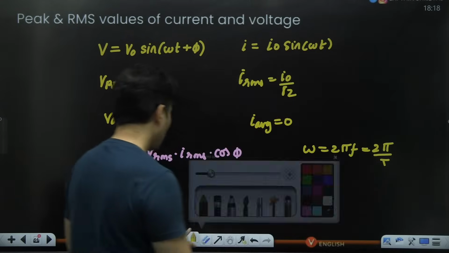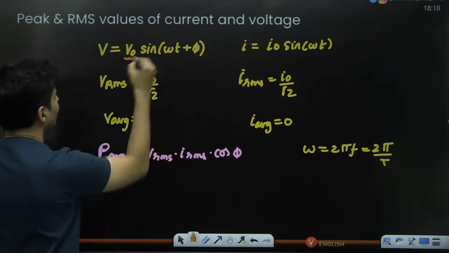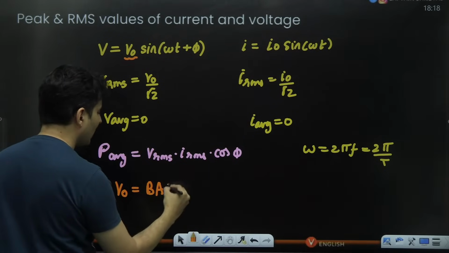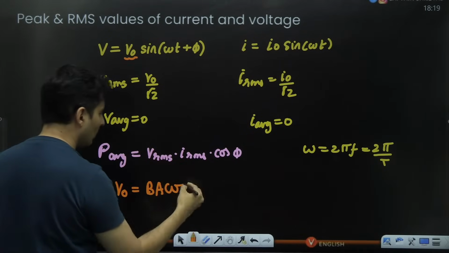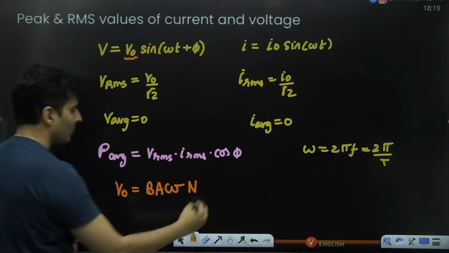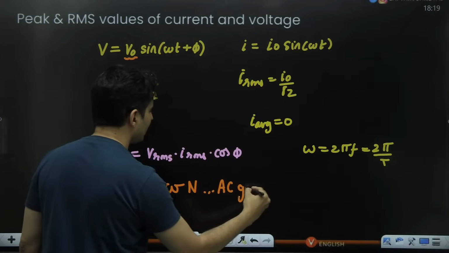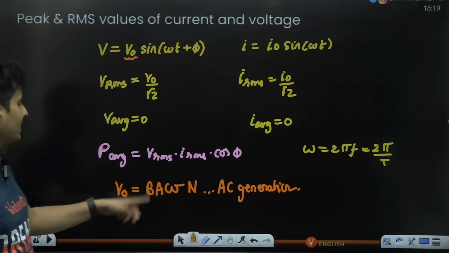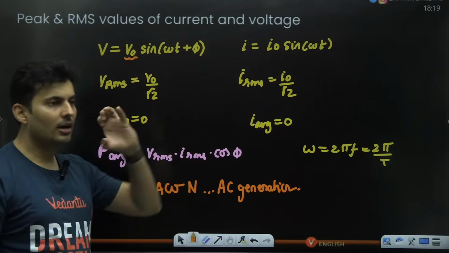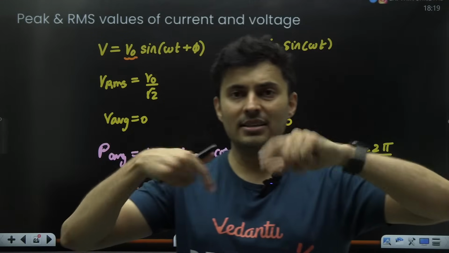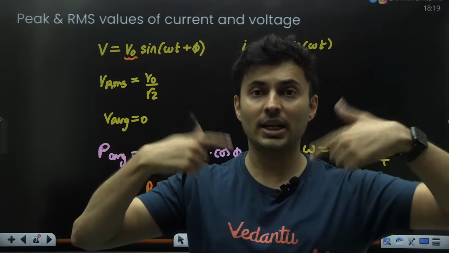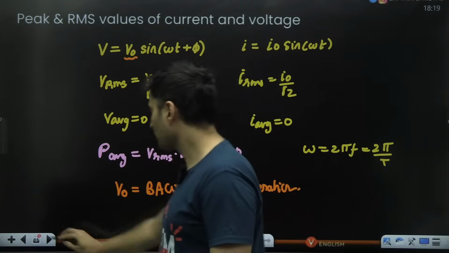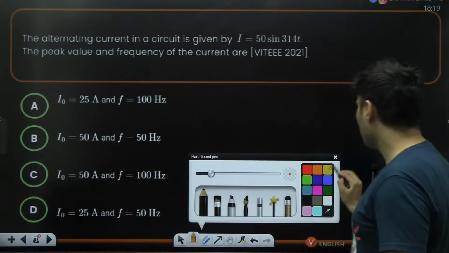If you ask what this V naught is, in AC generation it is magnetic field into area of the coil into angular speed into number of turns. This is how AC is generated. V naught is the maximum voltage generated across an AC generator. In an AC generator, a coil of area A with n turns rotates with a constant speed, generating this much AC voltage. Cool. So let's do this particular question, my dear students.